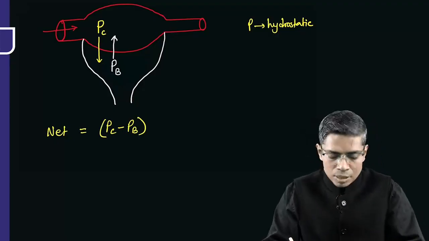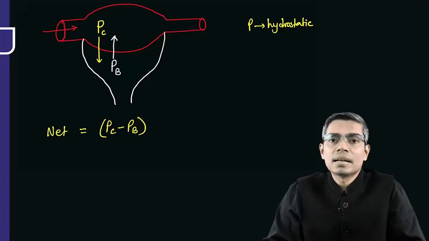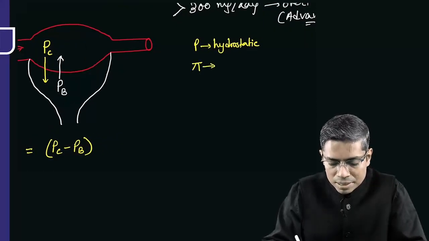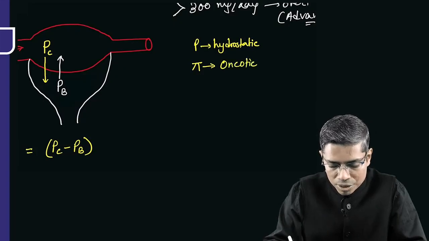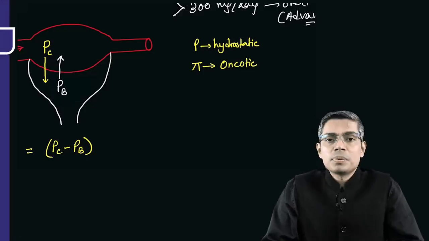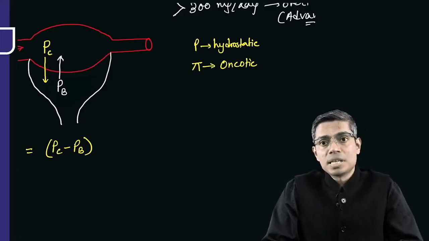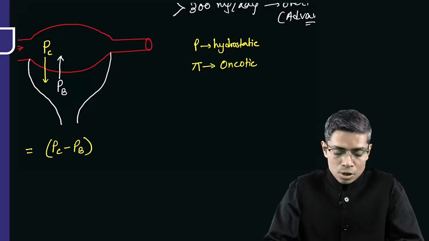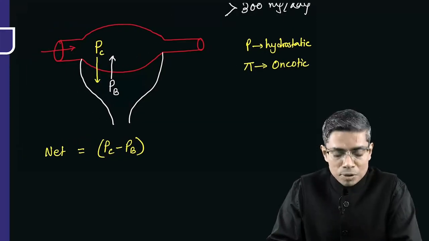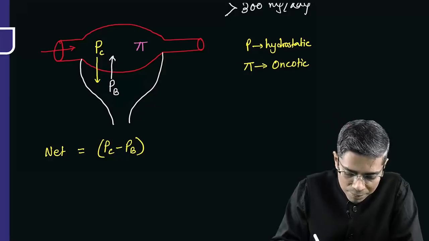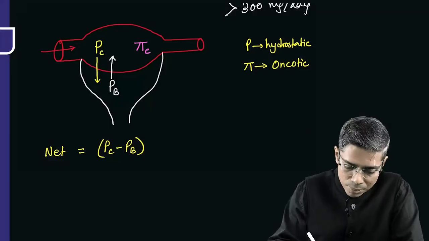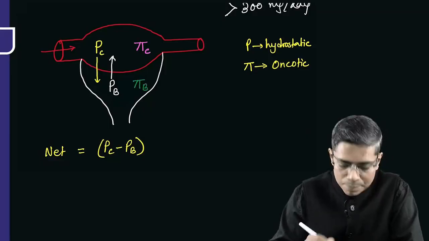Now, not only hydrostatic pressure, you have to think of another pressure which is known as the oncotic pressure, denoted by this pi. Oncotic pressure, all of you know, means nothing but the osmotic pressure exerted by the plasma proteins, right? Mainly the albumins. So this capillary blood will contain the plasma protein. Obviously, albumin will be there. So there will be an oncotic pressure at the level of this capillary. Suppose that is pi C. And oncotic pressure of the Bowman's capsule, suppose that is pi B.